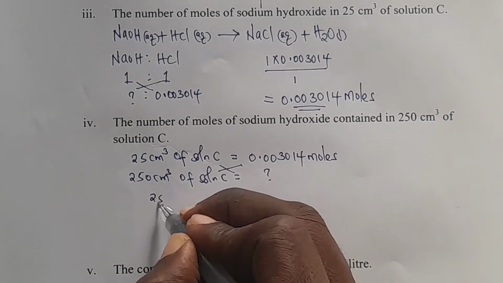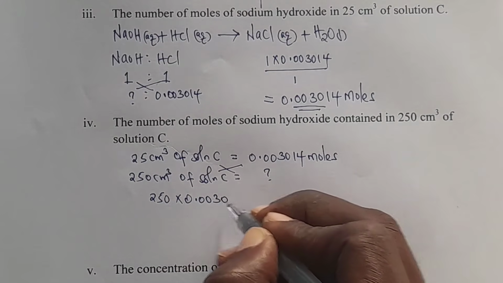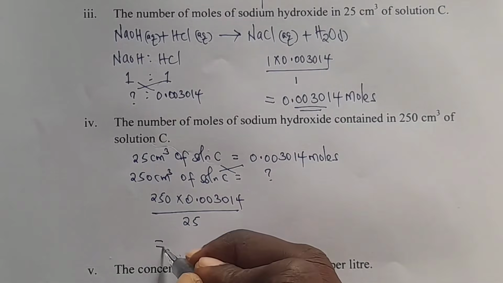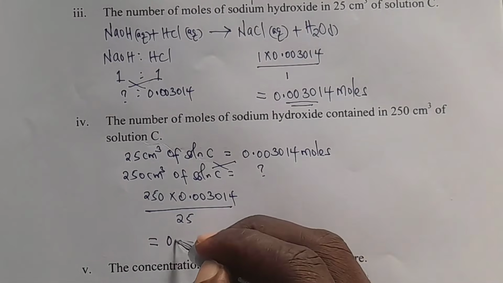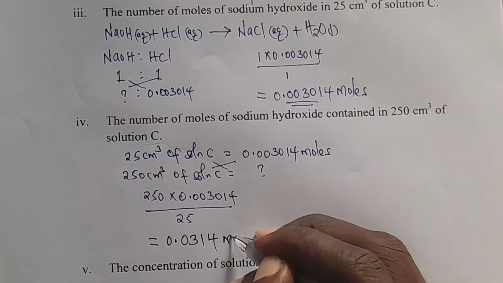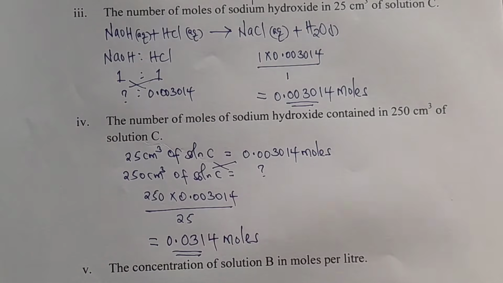So we are going to have 250 multiplied by 0.003014, then divided by 25. Here, what are we going to get? We are going to get 0.0314 moles. That will be the number of moles.